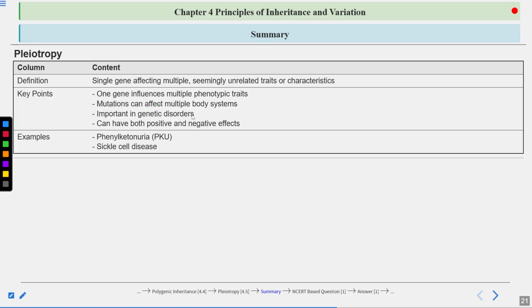These are important in genetic disorders because here the gene is being mutated, so this is a kind of genetic disorder. It can have both positive and negative effects. An example is phenylketonuria. Sickle cell disease is also an example of pleiotropy.